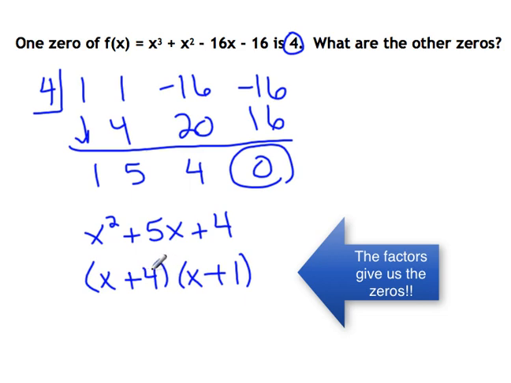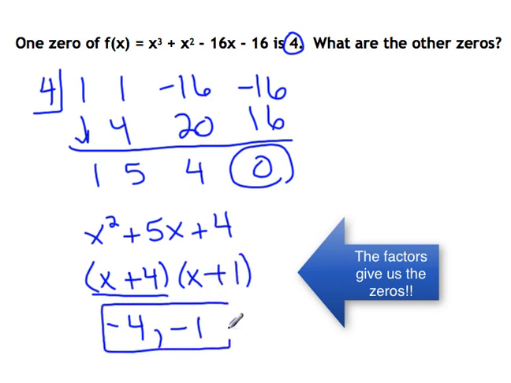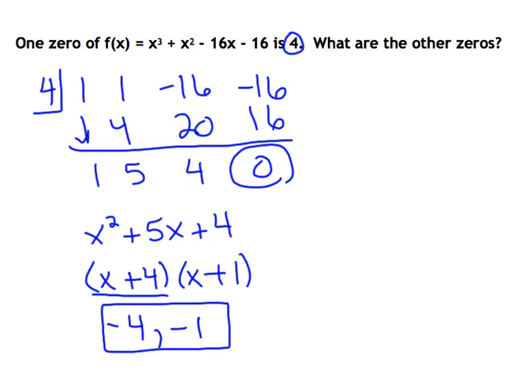If I were to figure out what the other zeros are, you think about what would make this equal 0. So my other 0 would be negative 4. And then for this one, if I set that equal to 0, I'd have to subtract 1, which would give me negative 1 for a 0. In other words, opposite signs of what's in the parentheses. Okay, so those are the other zeros besides 4 for that polynomial.